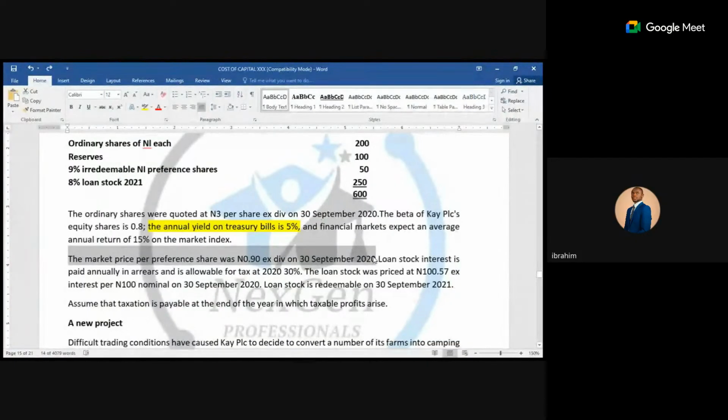You can see that they've already given you the information that the market price is ex div. The market price of preference shares is ex div already, or the market value ex div is given, right? So it means that the preference share dividend has been paid. That is why you have the market price to be ex div.